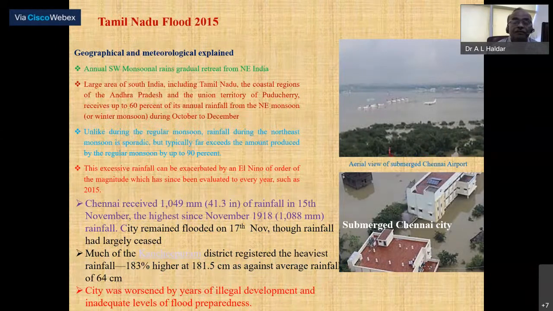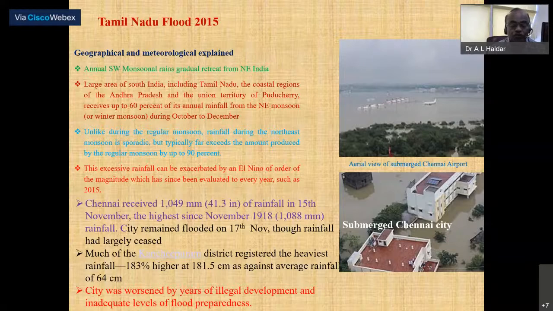Now, you know what happened in Tamil Nadu in 2015, again the cause of a flash flood. The havoc is there, and I'm not going into the details of that. In Chennai, 1,049 millimeters of rainfall was received, about 41 inches in one day. That was caused at the end of the southeast monsoon and the beginning of the northeast monsoon.